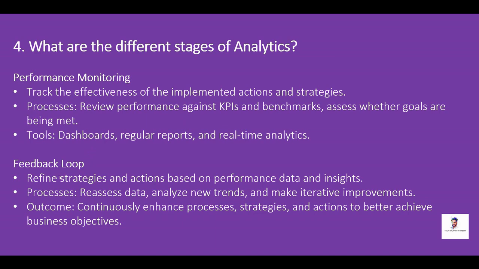And finally, we get the feedback loop. It means we again do the same thing for the next one also, where we are getting some outcome, right? So we need to loop in all those again. Refine strategies and actions based on performance data and insights, reassess data, analyze new trends, and make iterative improvements. Continuously enhance processes, strategies, and actions to better achieve business objectives.